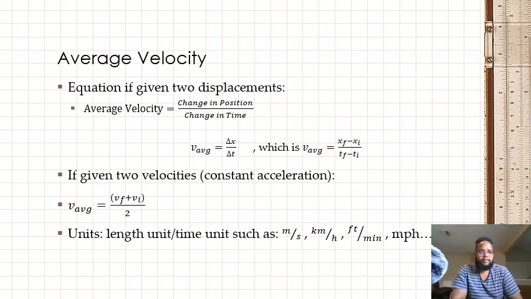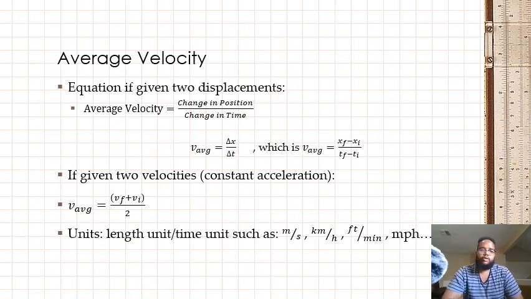Average velocity. Equation given two displacements: the average velocity is going to be change in displacement divided by change in time. Change, that triangle, delta x and delta t. Delta usually means final minus initial. So delta x will be final position minus initial position.